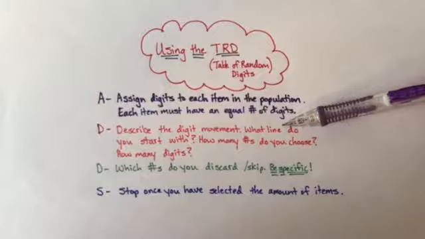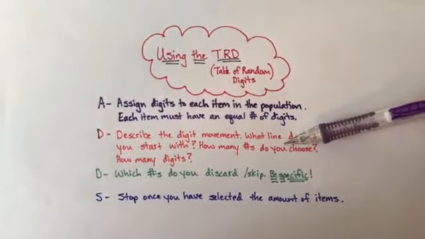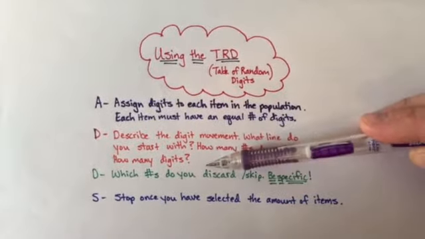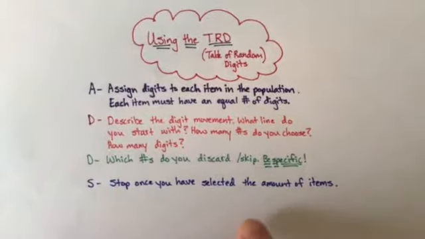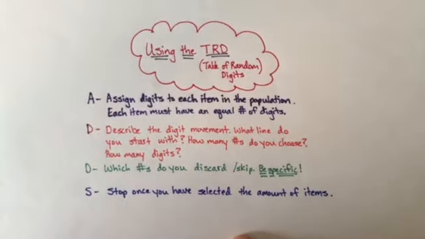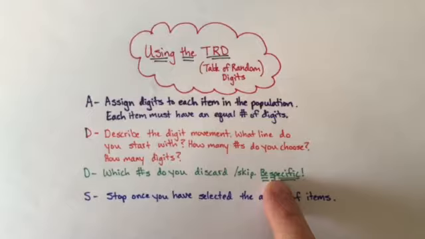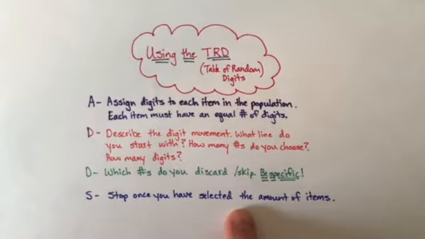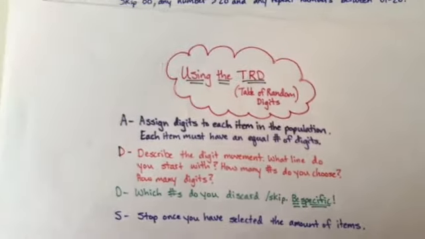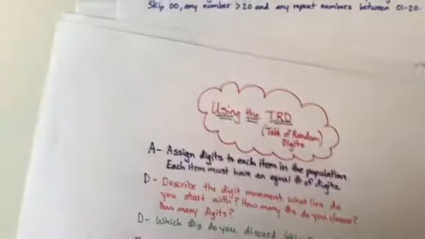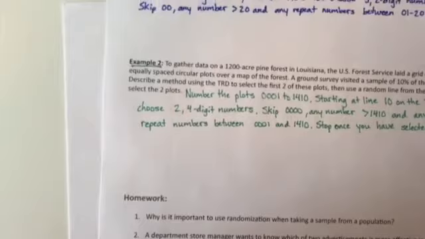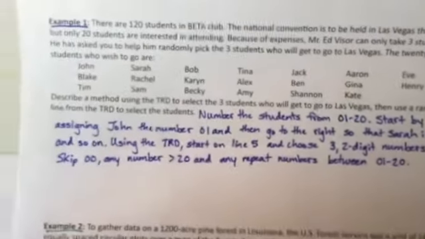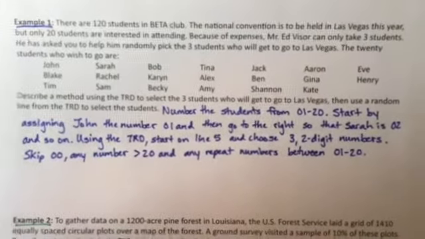What line do you start with, for instance, and how many numbers should you choose, and how many digits are there going to be? The third step is which numbers should you discard or skip, and make sure that you are specific. And then the last step is just to mention that when you have selected the right amount, you are then finished selecting. So let's redo the examples from class just to make sure we understand how to use our random digit table.